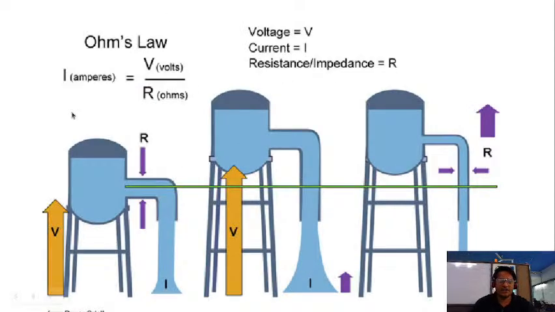So same thing here, you can see this is the Ohm's law. I equals V by R. V means voltage, R resistance, and I is current. So the unit of current is ampere, the unit of voltage is volt, and the unit of resistance is ohm.